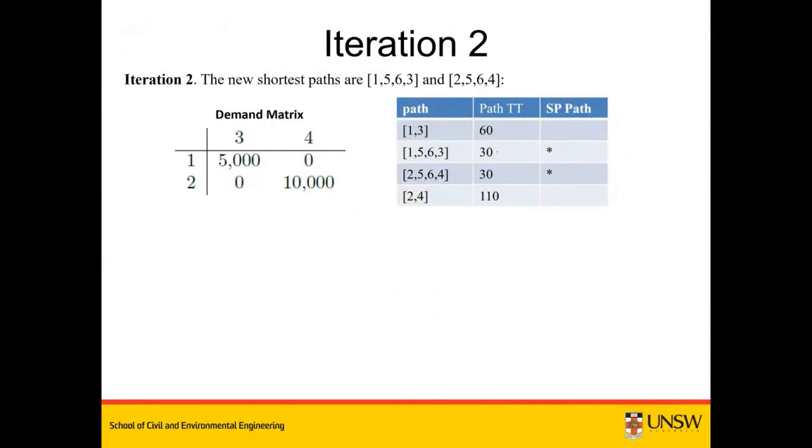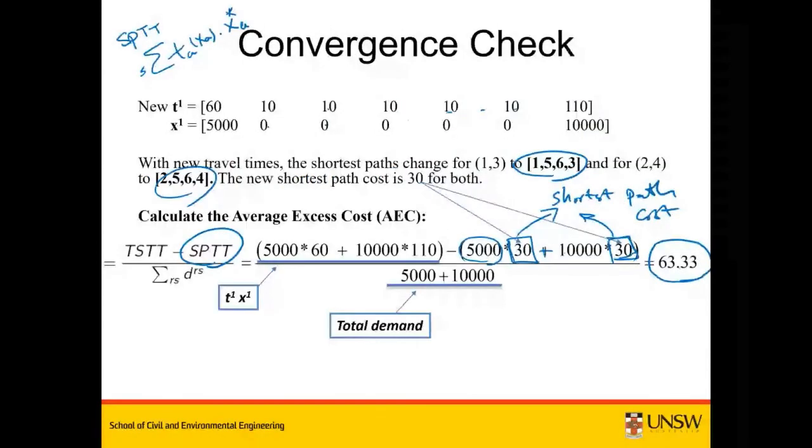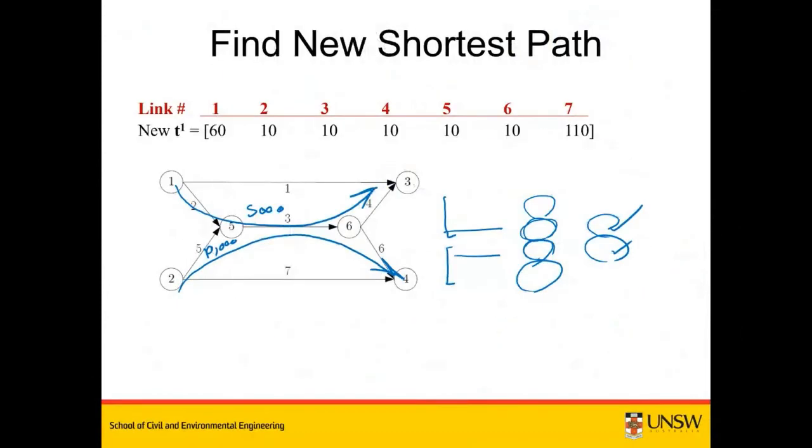So we already calculated that this is now the shortest path for the first OD, and for the second OD, this is the shortest path. So we do an all or nothing assignment. That means everybody will take this path and everybody will take this path. And as a result, we get this X star 1, X star 2. So why is this 15,000? If I go back to the original network, let me do it here.